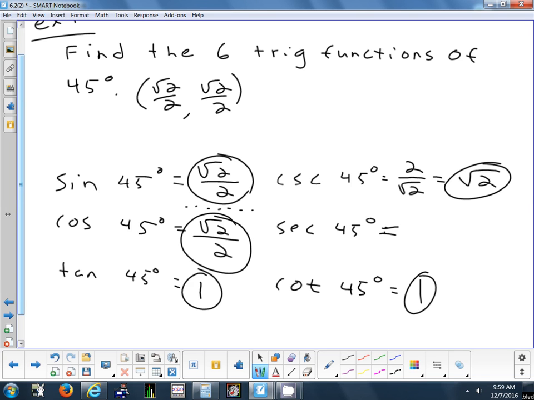Cade, what would my secant be? Let's see. 1 over square root of 2 over 2. Yep, it is 1 over square root 2 over 2, which means to flip square root 2 over 2. And what do you get if you flip square root 2 over 2? And if you fix 2 over square root of 2, what would you get? 1 over square root of 2. I have no idea.